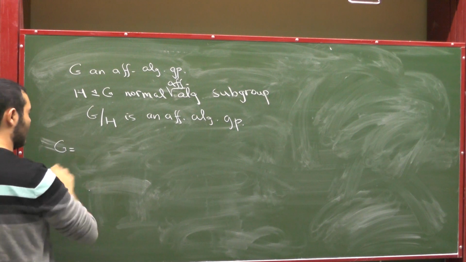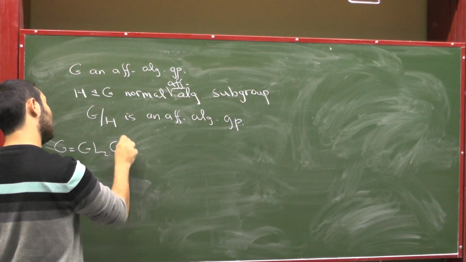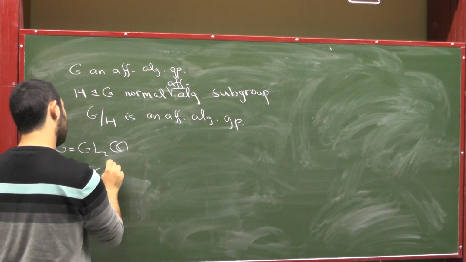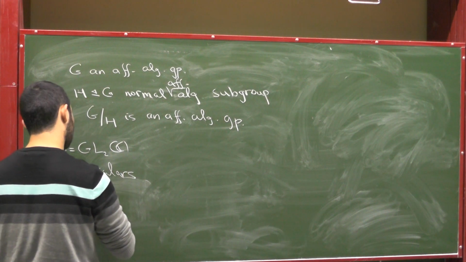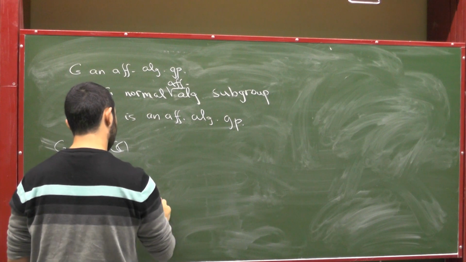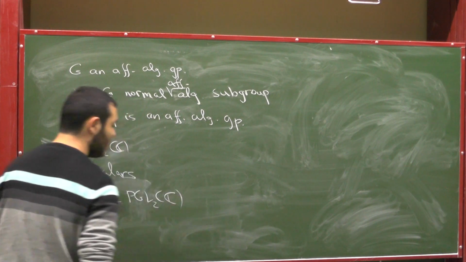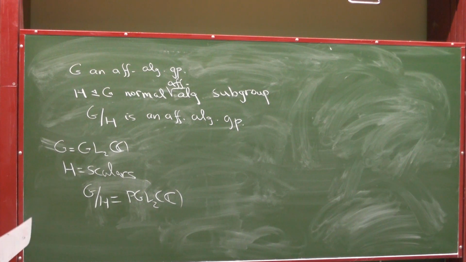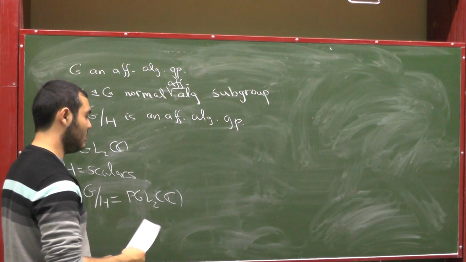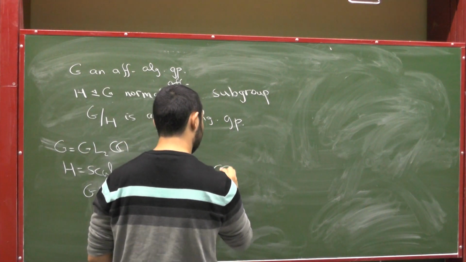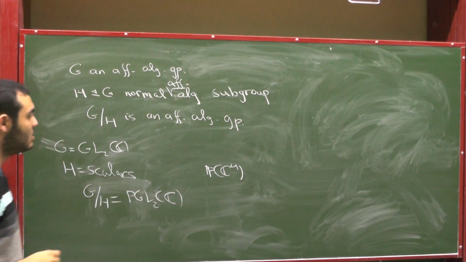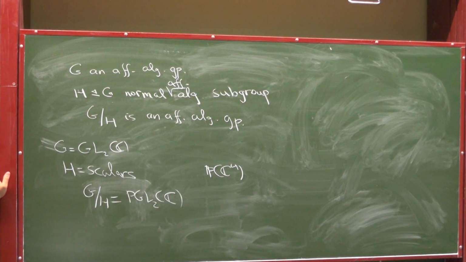For example, if you take G, which is GL2(C), and H, which is the scalars, then G mod H is basically PGL2(C), which at first sight seems very far from affine. It's some open set in the projectivization of C^4. It's quasi-projective, but indeed it is affine. We're going to show that now, at least give a sketch of things.